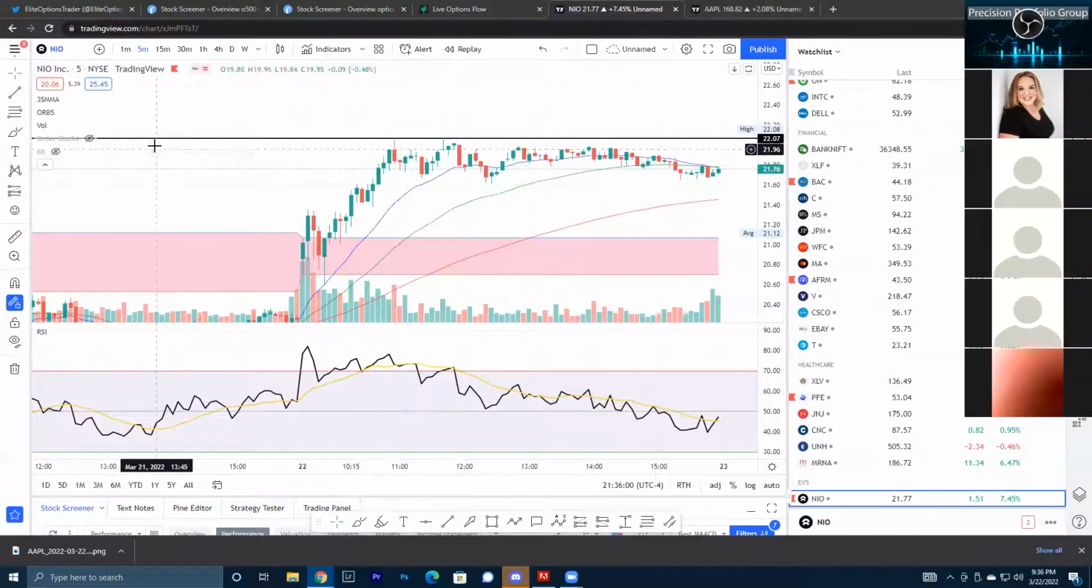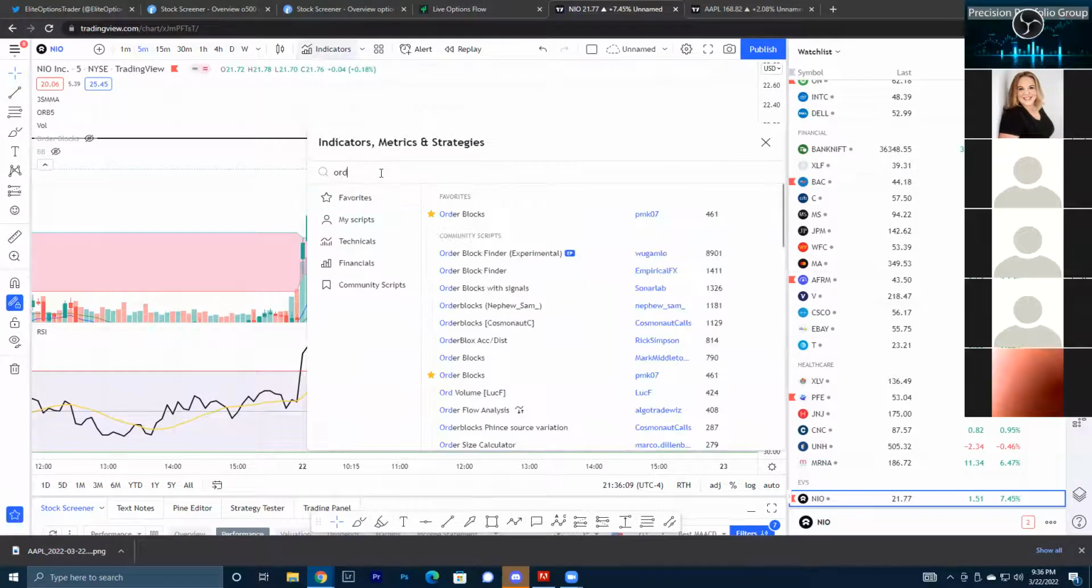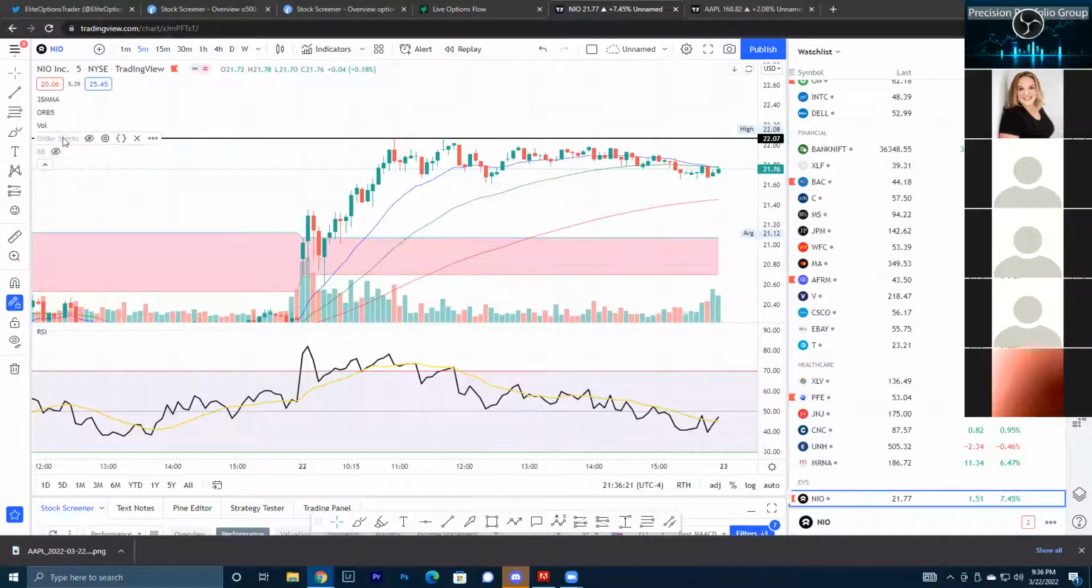All right. Now, number 3, this is a new one. This is called order blocks. The order blocks I want you to get, there's different ones. It's an order block by PMK07. Okay. Here's the fun thing about this order block. Let me put it in.